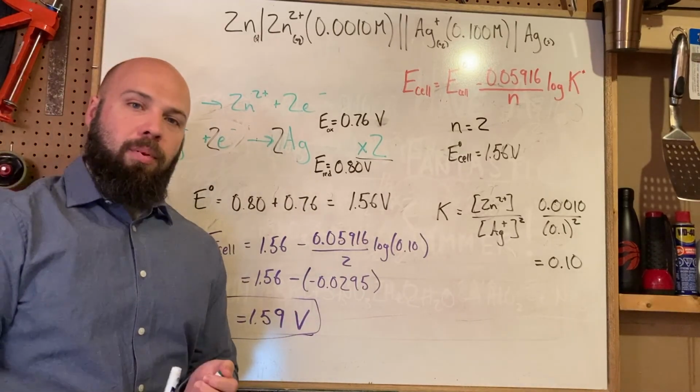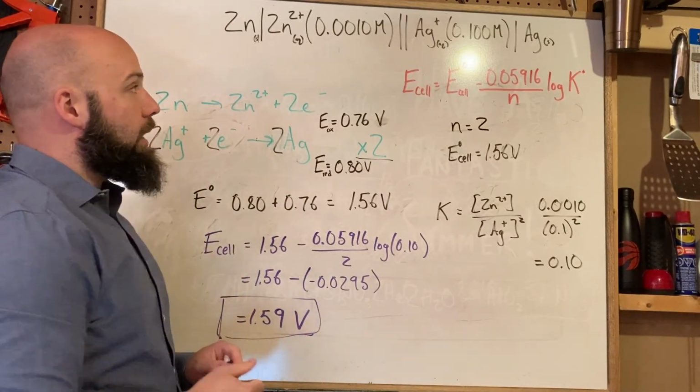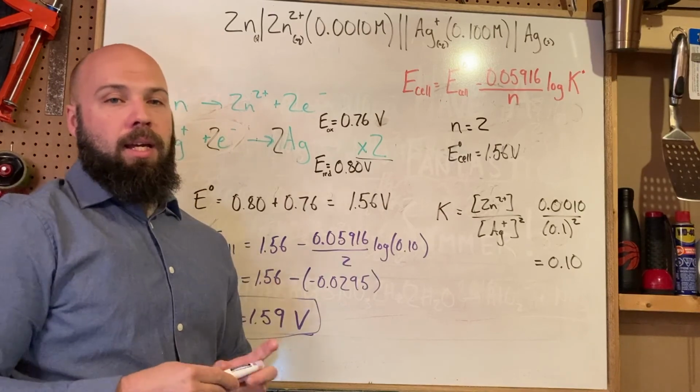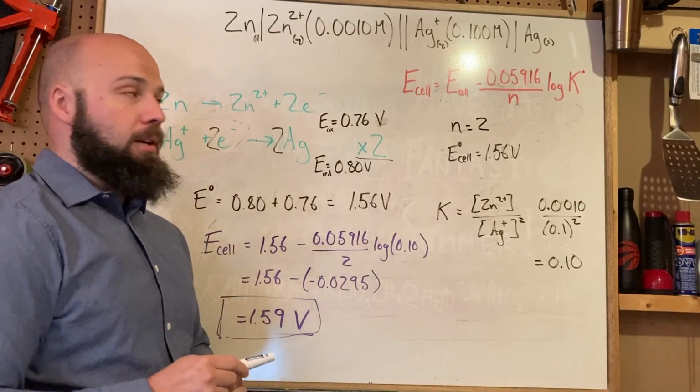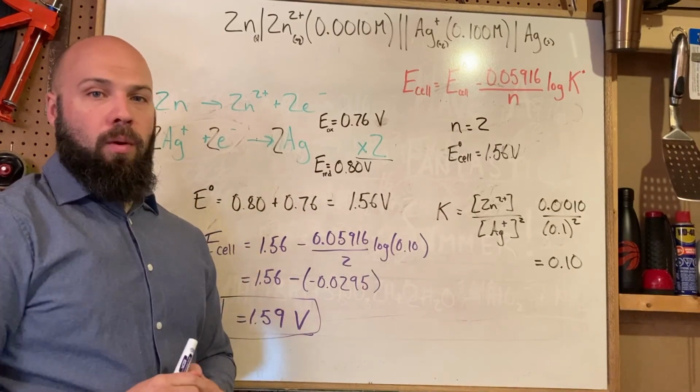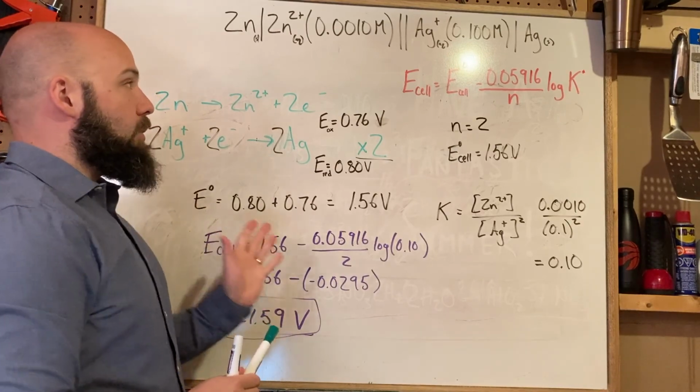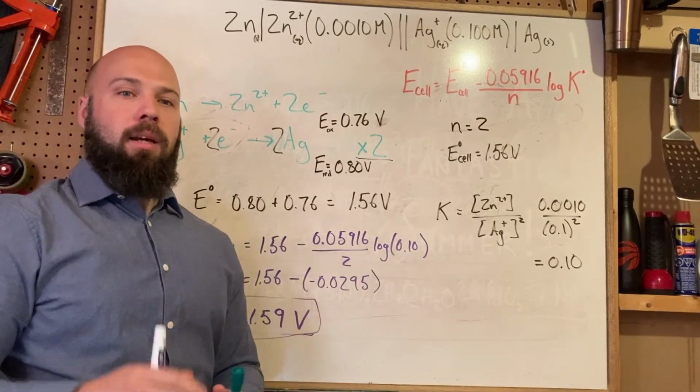So that's an example using the Nernst equation, which you would need to use if you have a cell that is not under standard conditions. And usually what we're going to look at is cells where the solutions are not exactly 1 molar.